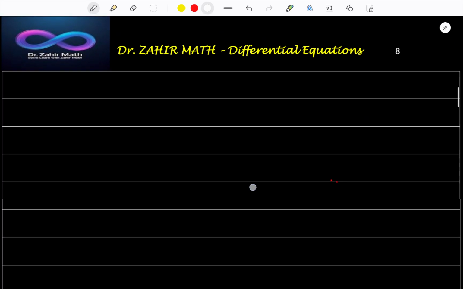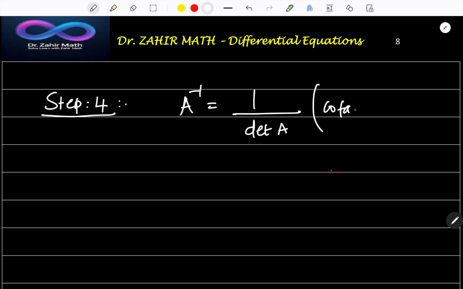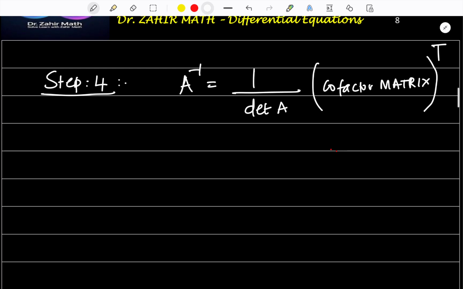Now this is step number 3. Step number 4. What is step number 4? I told you, step number 4 is A inverse you are going to calculate. A inverse is equal to 1 by determinant of A, then the formula is cofactor matrix transpose. There are so many formulas. You should use adjunct A and all these things. I'm not using all these things. Directly I'm coming to the formula. Cofactor matrix transpose. Usually they call it adjunct A. Adjunct A is nothing but cofactor matrix transpose. So leave those words. Directly come to the formula.